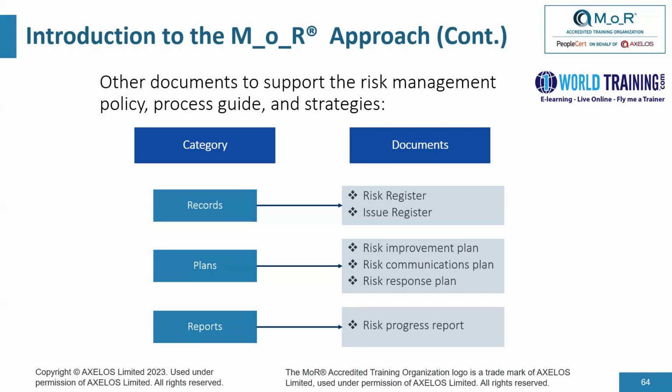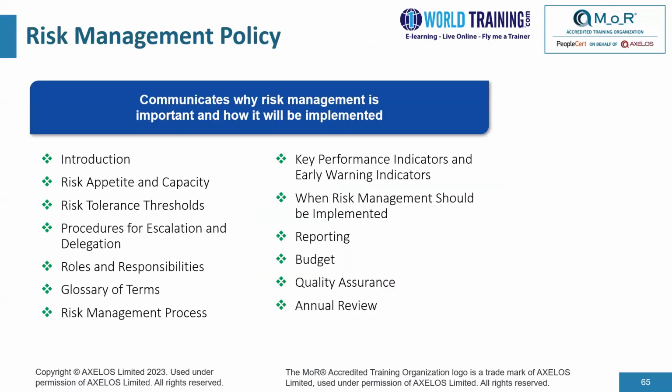So keep these documents in perspective. We got the policy, process guide, and strategy documents in the preceding slide, and then we looked into 3 different categories of documents: record documents, plans documents, and report documents. Let's do a bit of a deep dive. Let's look into each of these documents and what the contents are that go into them. So you have the risk management policy document. The risk management policy document is a document that communicates why risk management is important and how it will be implemented.